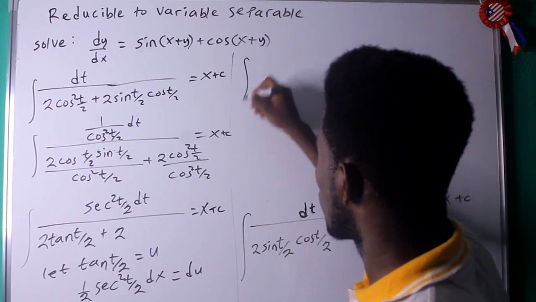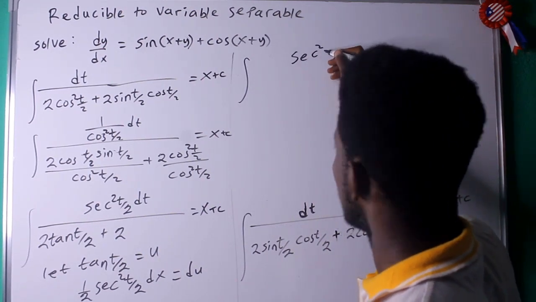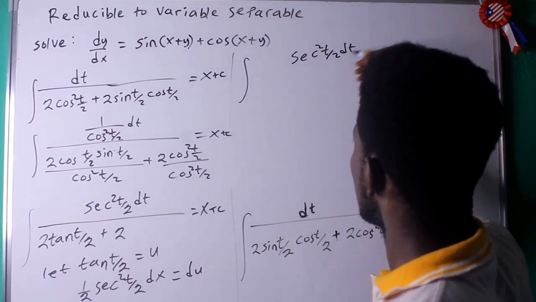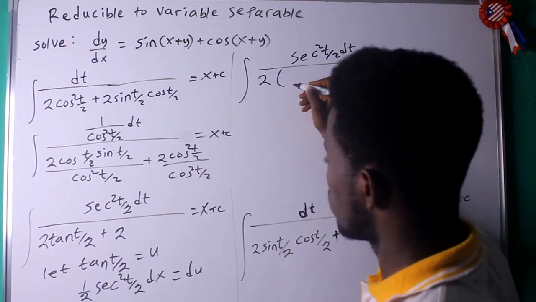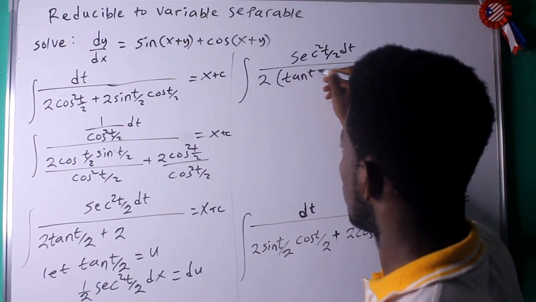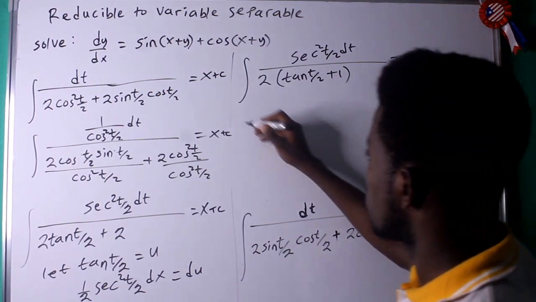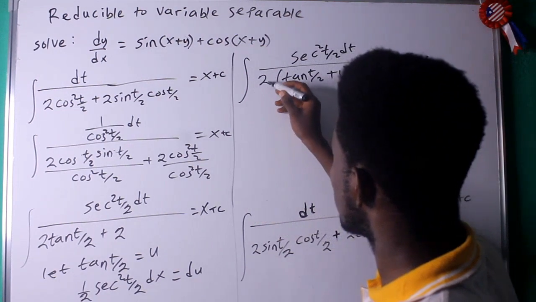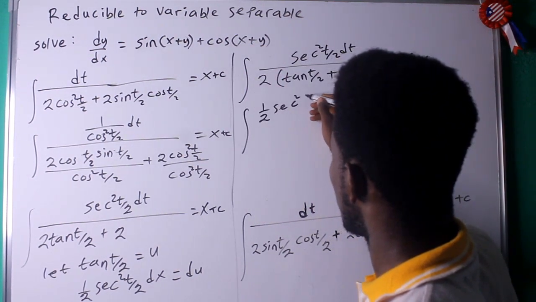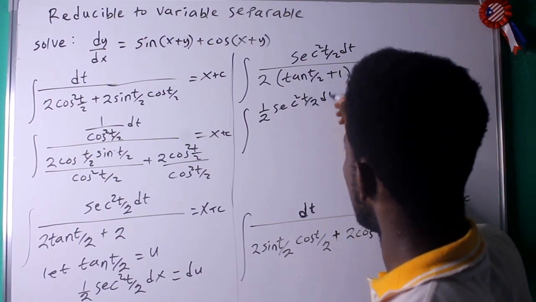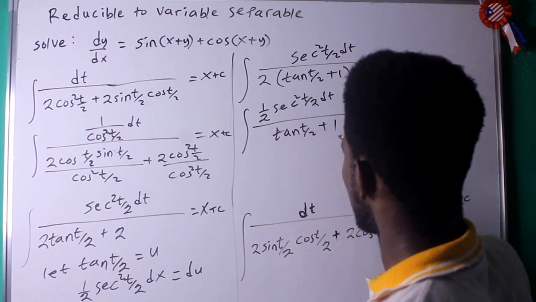Rewrite that, we have the integral of secant square t over 2 dt all divided by, so we have a 1 over 2 here, 2 parentheses over tangent of t over 2 plus 1 is equal to x plus c. Great. And once you do that, this half will go up, so you have the integral of 1 over 2 secant square t over 2 dt all divided by tangent of t over 2 plus 1.